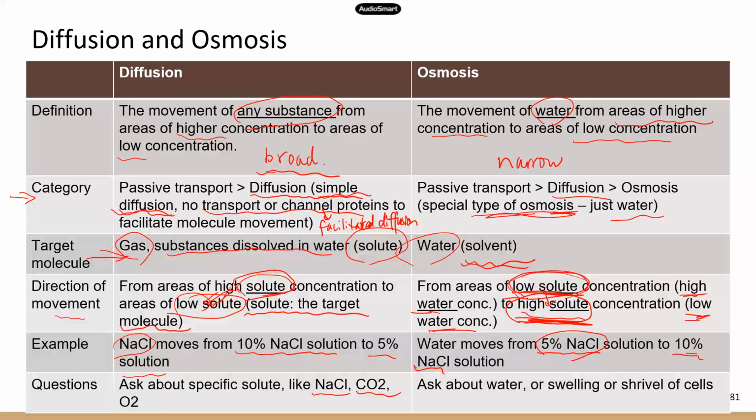Now, for osmosis, the question may say, how does water move? That's easier. Then you know, oh, okay, I need to think about osmosis. Another way that you know it's about osmosis is if the question is about how the cells respond or how the cells look. So if the cells swell or the cells shrivel, then you know it's about water movement, because water is the main fluid in cells. So when water moves, that could affect how the cells look.